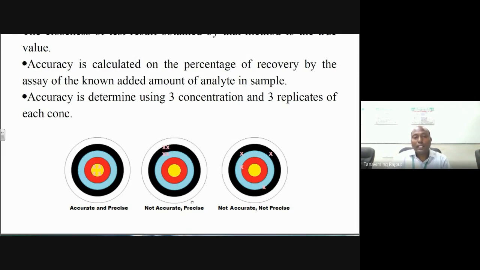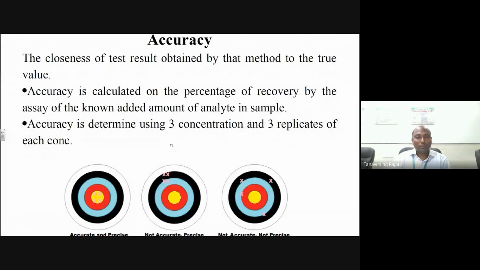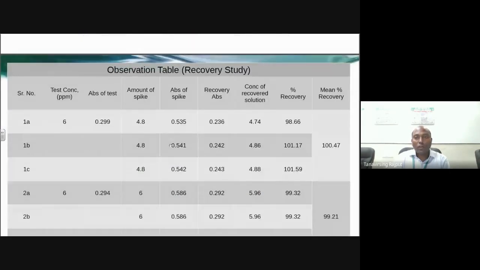Means our method is a precise one, but it is not accurate. And in the third diagram, we are not getting the repetitive result, and the test method we developed is neither accurate nor precise. Then how to perform that accuracy study? With the help of recovery. Okay, that one is a chart for recovery study.